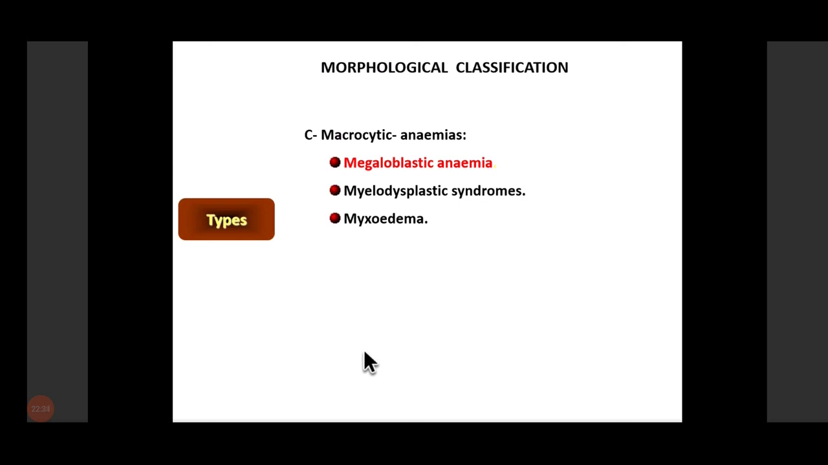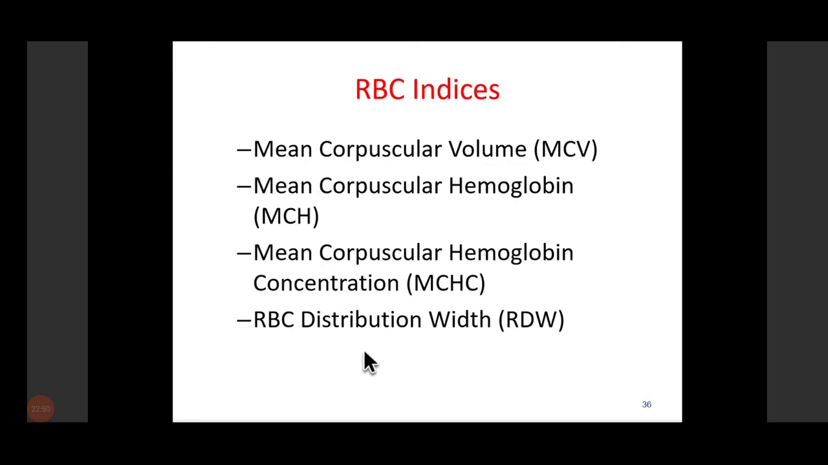Then the last one is microcytic hypochromic anemia. The cells are smaller, there is more hypochromia, and the Hb and hemoglobin are all less. That is caused by iron deficiency anemia, anemia of chronic disease, the thalassemias, and sideroblastic anemia. There are some indices. I'll just brush up on all this because I have to go to the main topic.